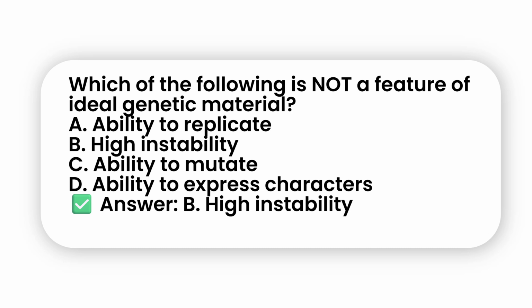MCQ. Which of the following is not a feature of ideal genetic material? A. Ability to replicate. B. High instability. C. Ability to mutate. D. Ability to express characters. Answer. B. High instability.